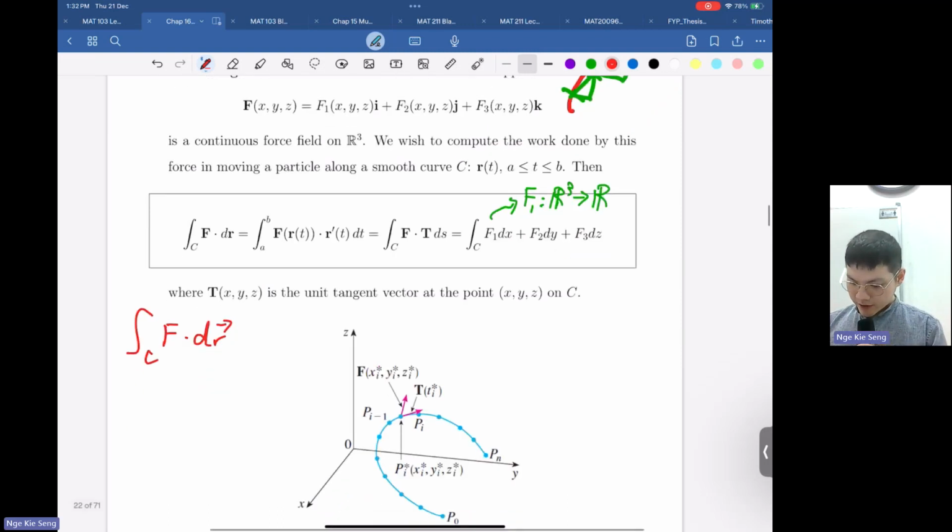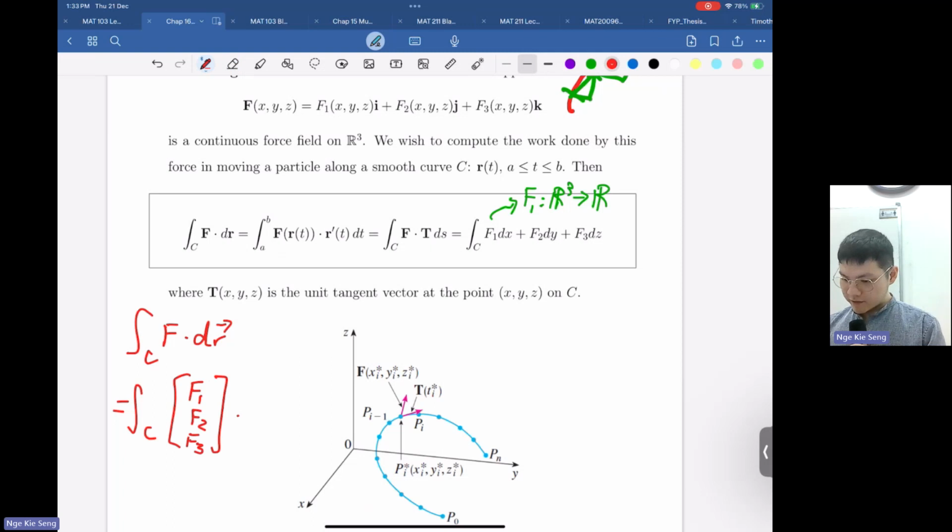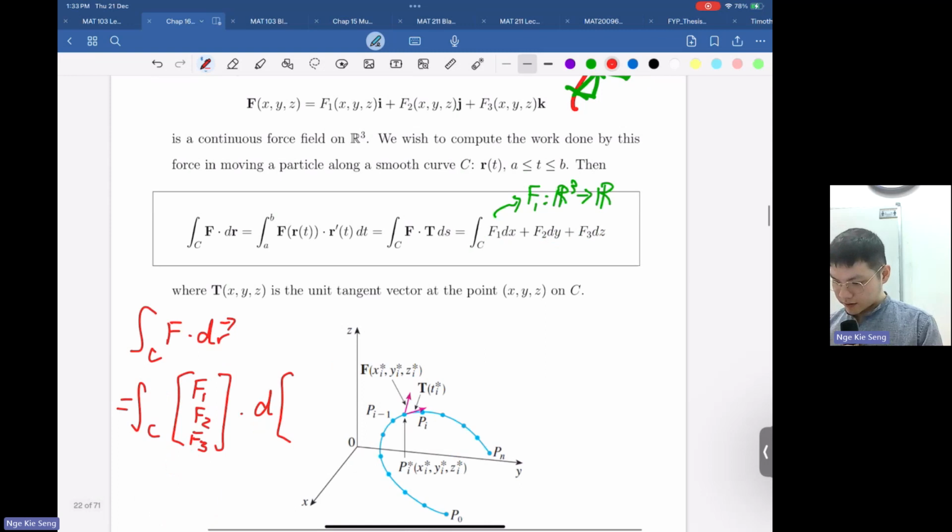Okay, so F is defined to be the vector F1, F2, F3. Maybe we just throw away the x, y, z first, just keep F1, F2, F3 dot with the derivative of r. So you differentiate in the r direction. So this is x(t), y(t), z(t).